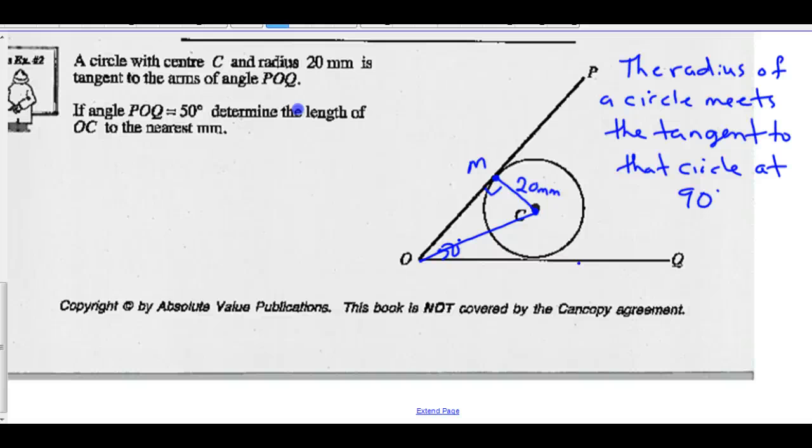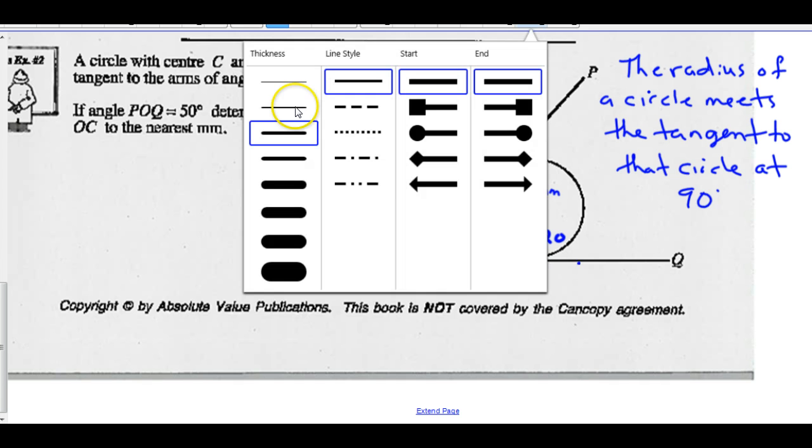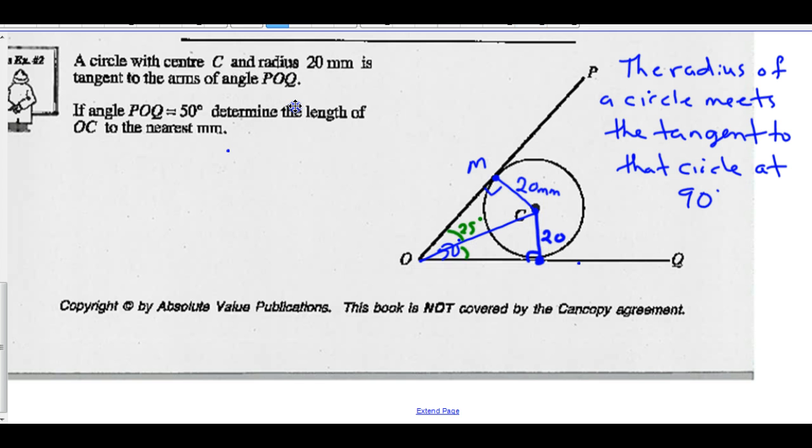All I need to know now is the measure of this angle right here. Well, the neat thing is I could draw another similar congruent triangle right here. The radius meets that point of tangency also at 90 degrees. This is also 20 millimeters. And this angle would be the same in both triangles. So 50 divided by 2, that angle is 25 degrees. So from 25 degrees, I know the opposite side is 20. I'm looking for the hypotenuse, OC.